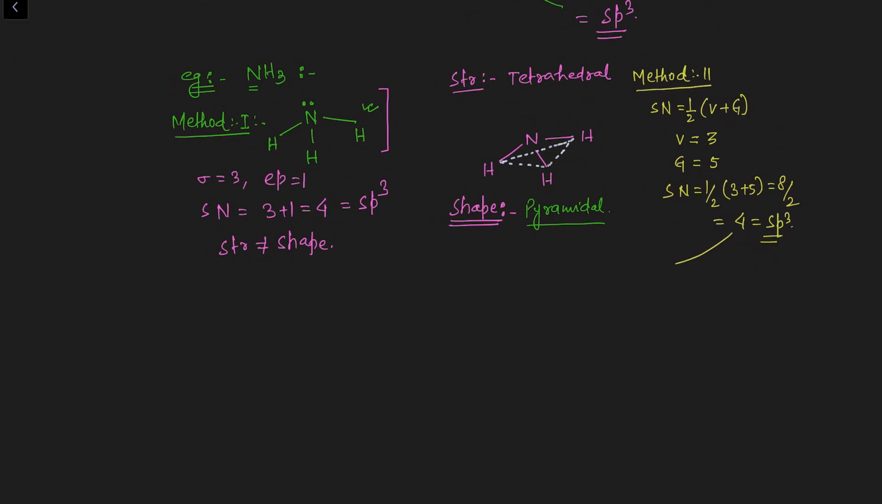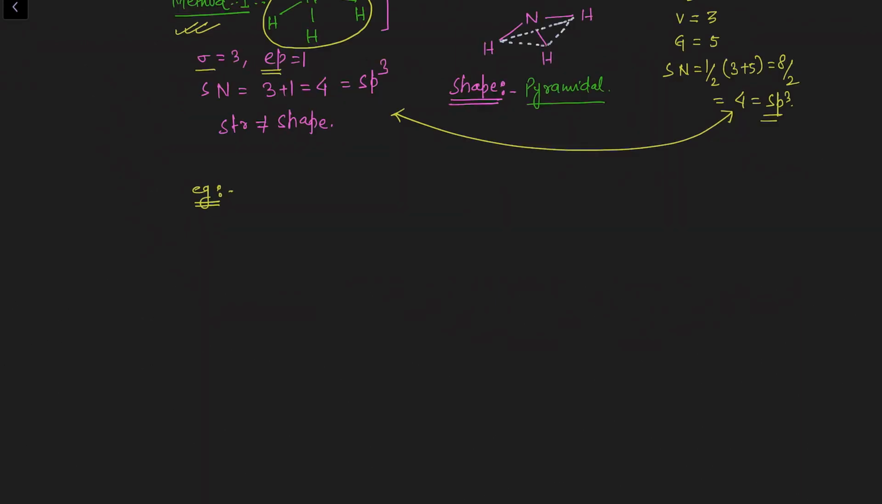So you are free to select any method, but according to me, method number 1 is the most convenient, right? This method number 1 gives you all the information, and there is no need to apply a different formula for each and every type of species, either molecule or ions. Every time we are counting the number of sigma bonds and lone pairs of electrons. What is the condition? You must have very good command of the Lewis dot structure. This is the only condition.